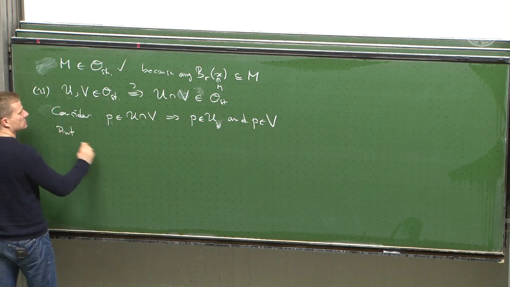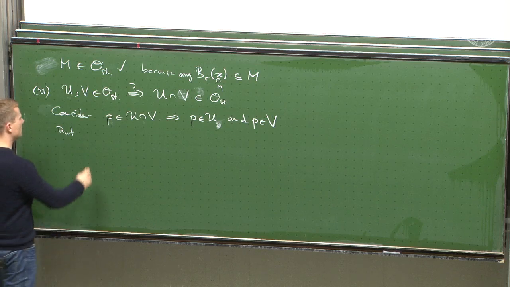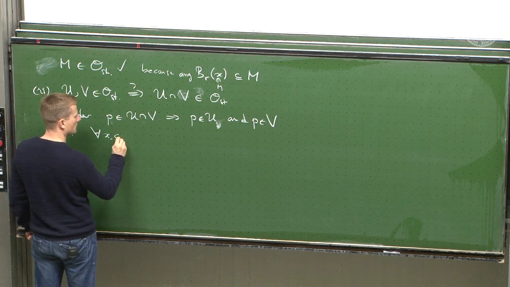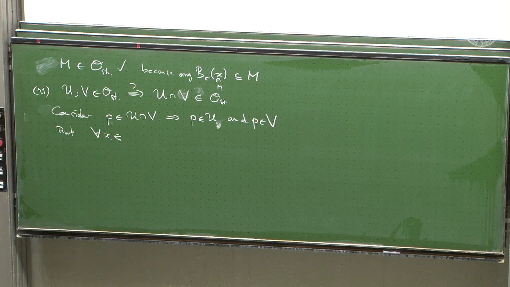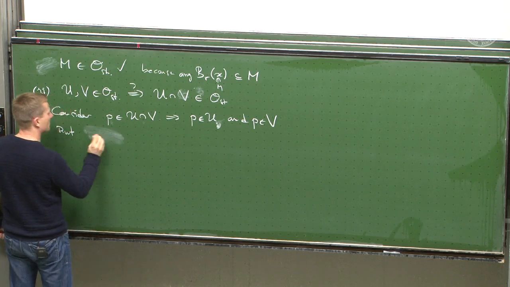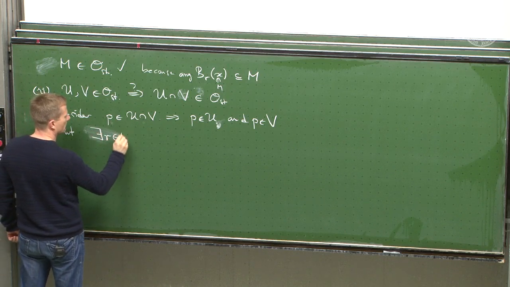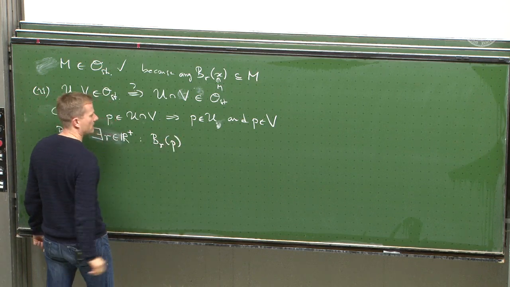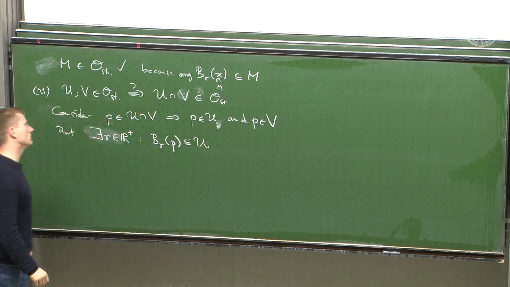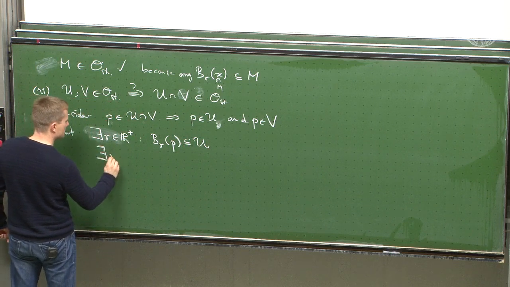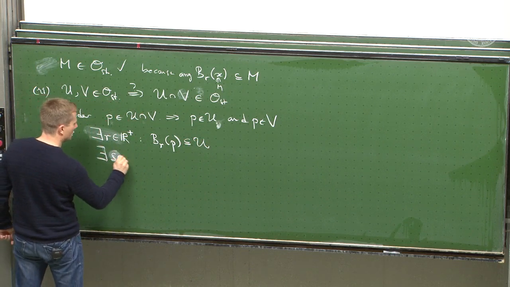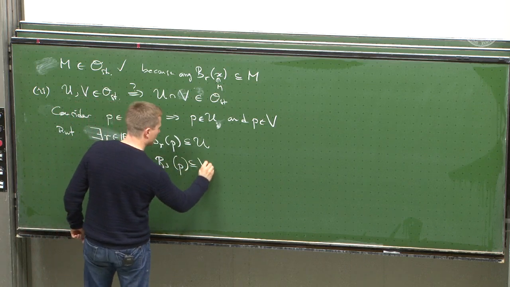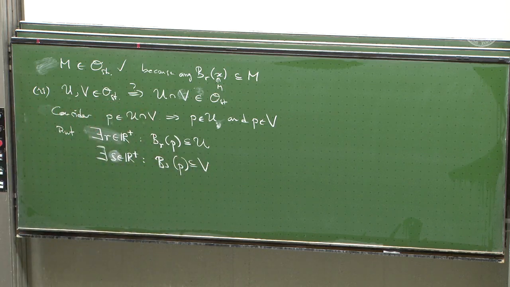But then, because P lies in U and U is an open set, I can be quicker: I know there exists an R, a positive real number, such that the ball of radius R around this point P lies entirely within U, because U is open. But also there exists an S, also a positive real number, such that the ball of radius S around P lies in V, because V is open.